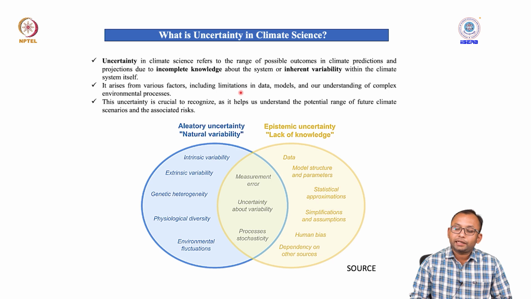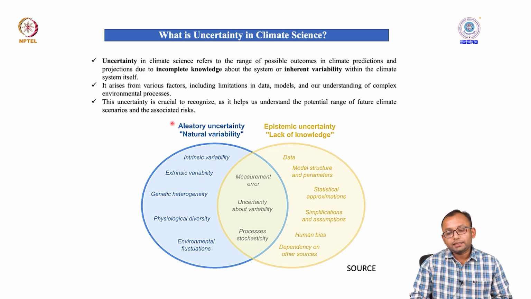It could be limitations in the data or model, or it could be because the understanding of complex environmental processes is not completely incorporated in the model framework itself. Therefore it can produce some uncertainty in our system. So it is very essential to recognize the uncertainty in our system, because it helps us understand the potential range of future climate scenarios and their associated risk. For example, if we know what the uncertainty in our predictions could be, we would be able to make an informed decision based on the scenario assessment.